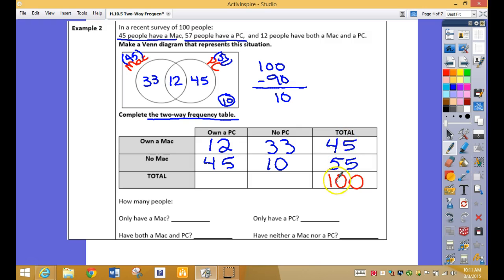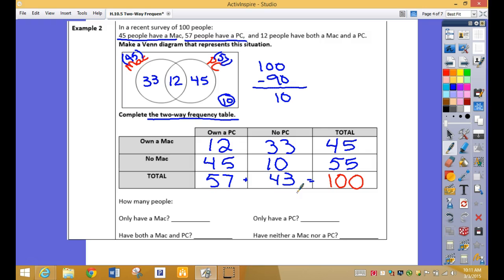Does 45 plus 55 equal our total of 100? So it's looking pretty good right now that we have the right numbers in the right places. Let's check these totals out. What's 12 and 45? 57. 33 plus 10? 43. All right, is 57 plus 43, does that equal 100? It does. That means we got it all to work out.